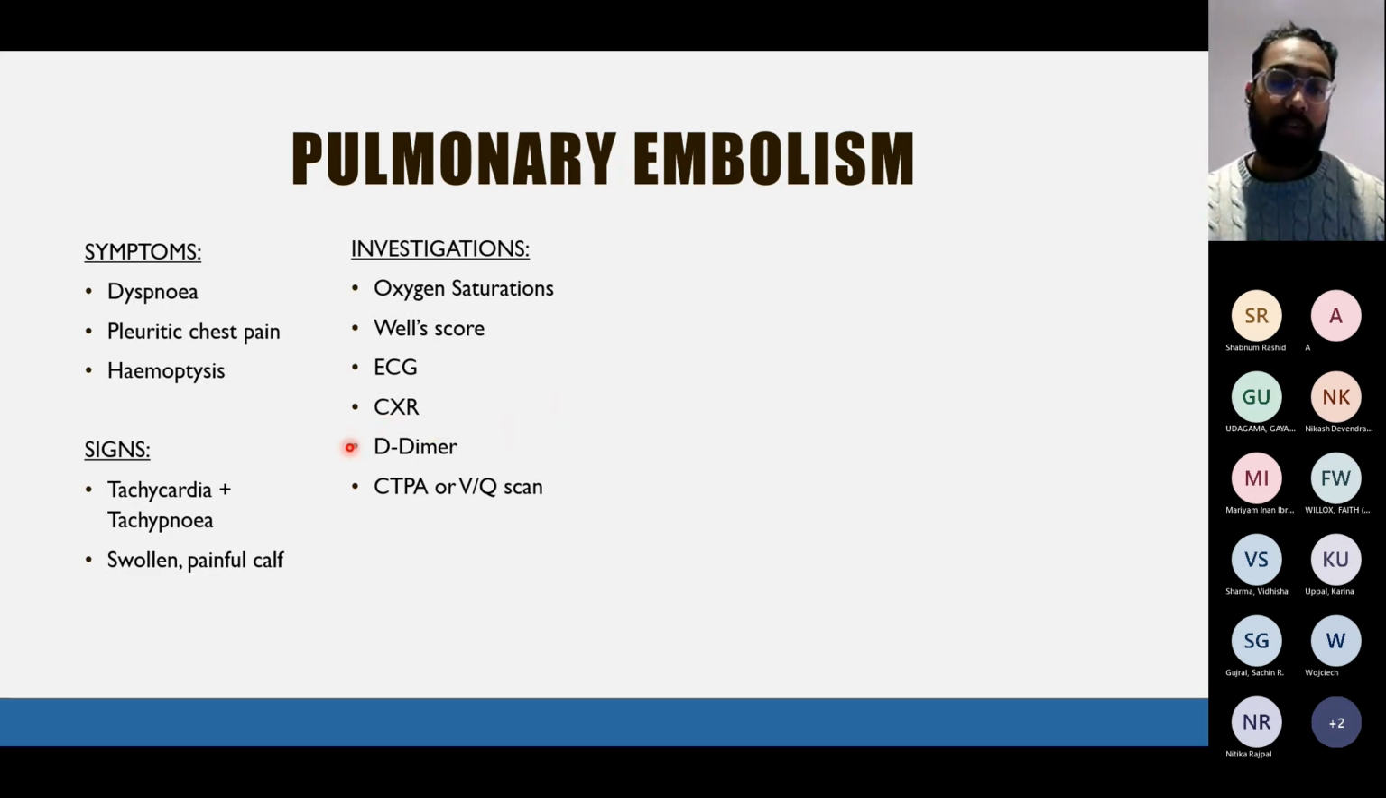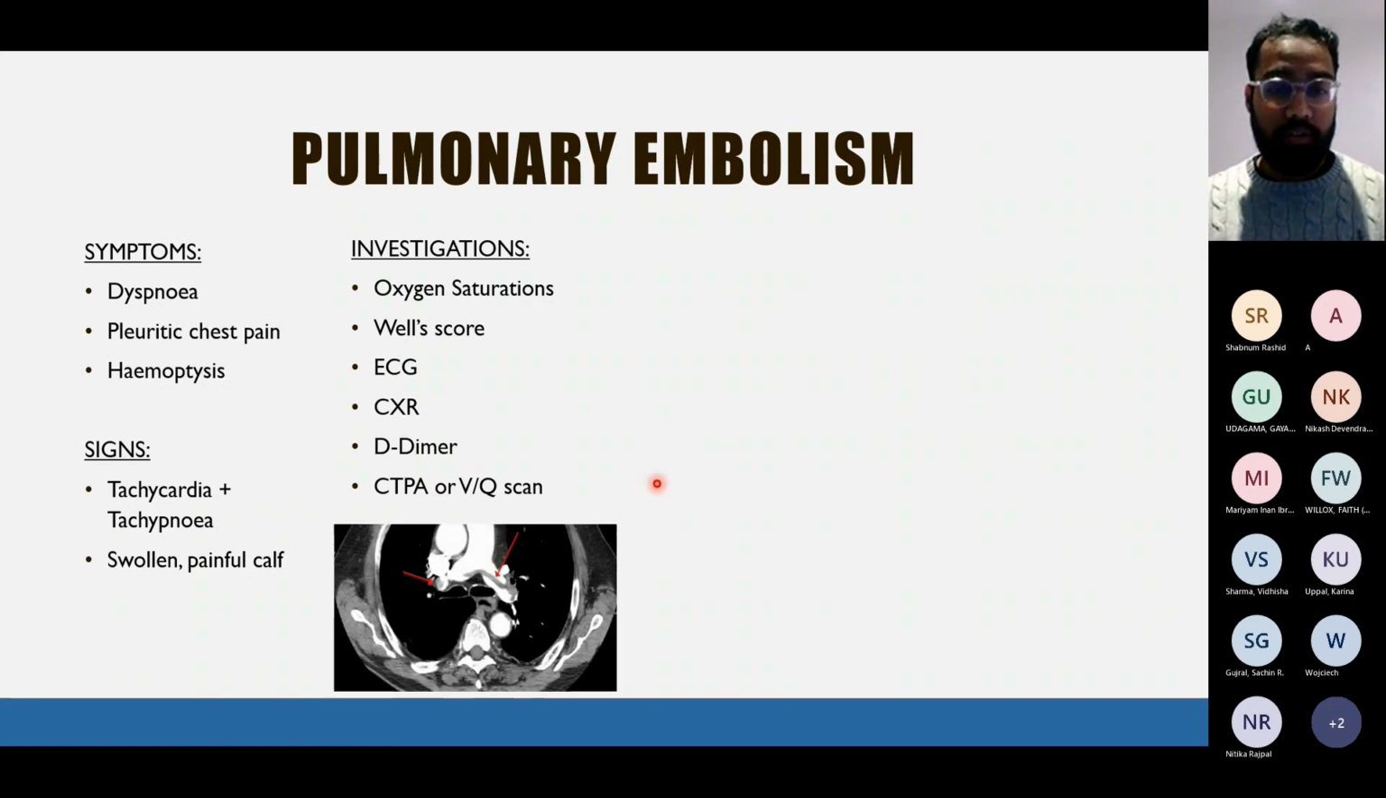D-dimer is a breakdown product of clots. So if you have a clot, D-dimer is going to be higher. Because pulmonary embolism is basically a massive clot, we expect the D-dimer to be raised. Then we can do CTPA. So VQ scan, you guys already know what that is, and I've already explained why we would do that in this case. You can do a CTPA, which is computerized tomography of the pulmonary arteries.